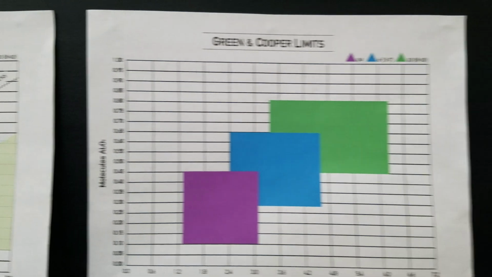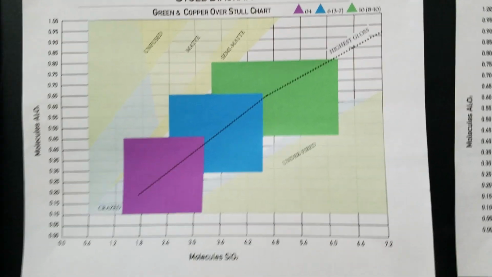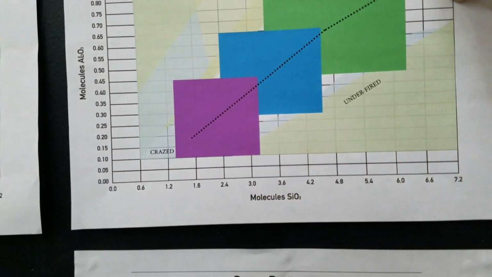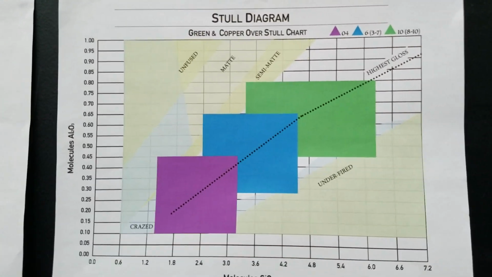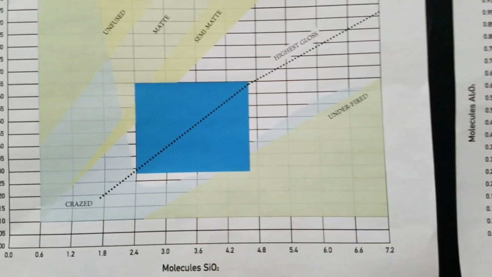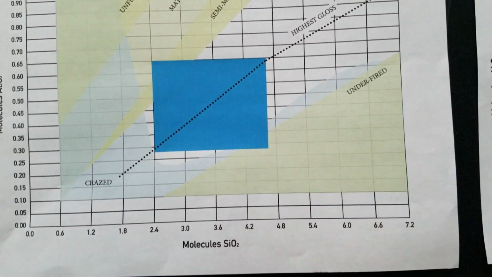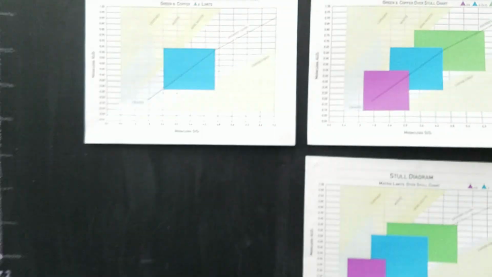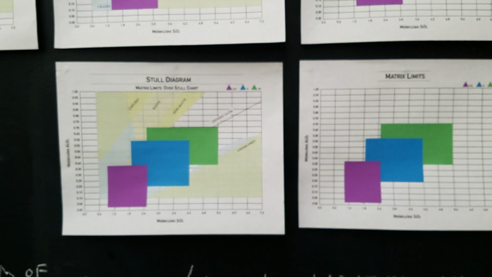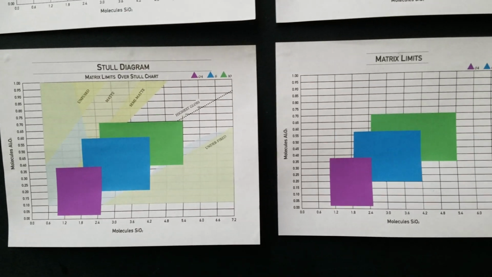Here are the Green and Cooper limits. I put them on the Glazy chart. You can see they fit right in this axis of good melting. Then I put just the cone 6 limit in here so you could see it isolated. It perfectly fits in there. So that's that deal. I did the same thing here with different ones. This was matrix. And anyway, that's it.